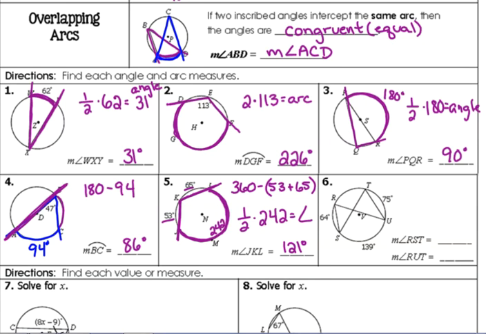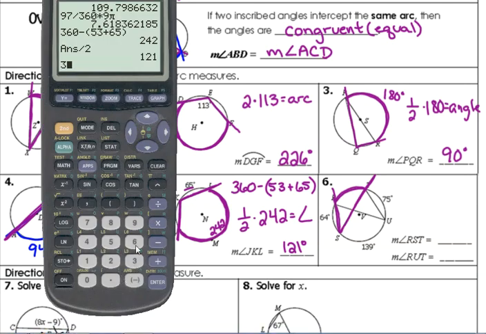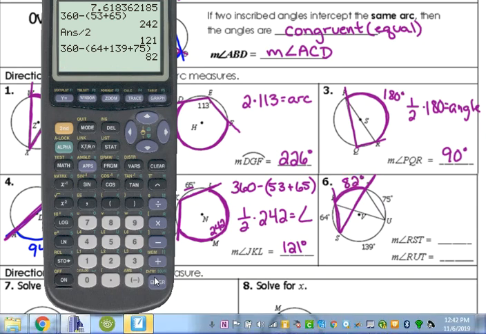Okay, back to number 6. Angle RST. So that intercepts this arc right here. It's not labeled, but every other part of the circle is. So let's take those away from 360. 64 plus 131, 75. We get that we've got 82 degrees left for that piece. The angle is half of that. So it's 41.